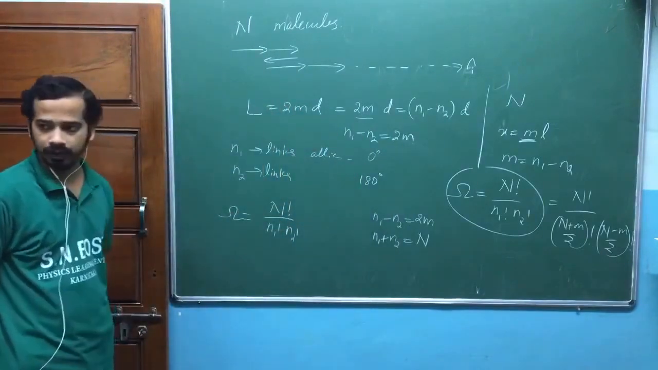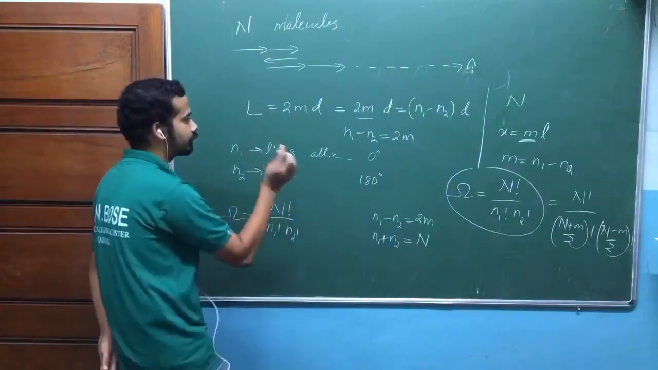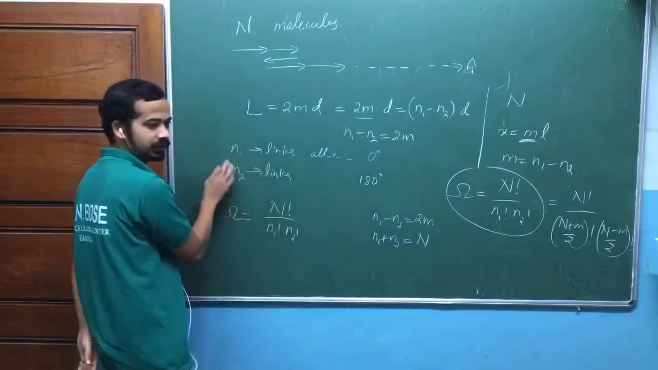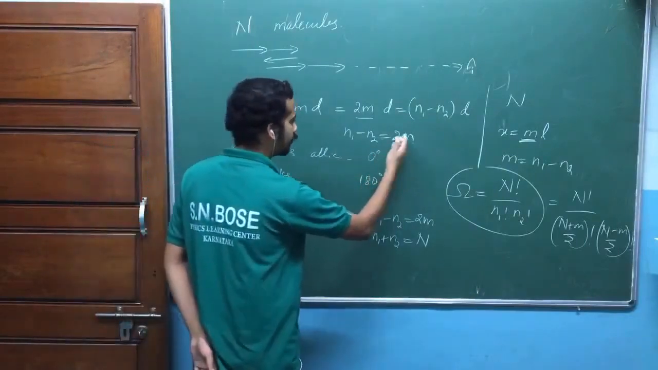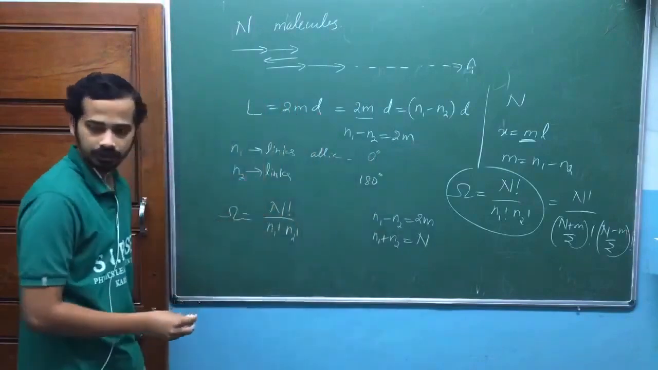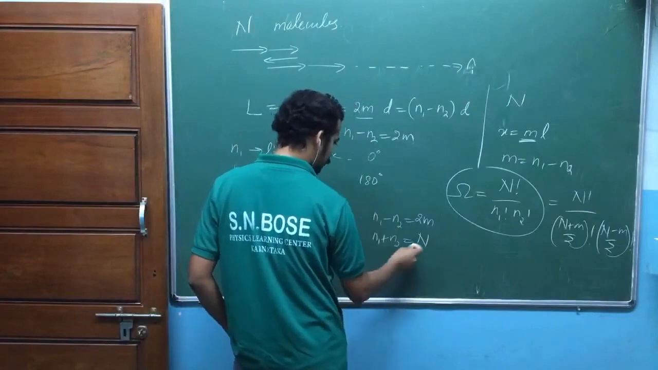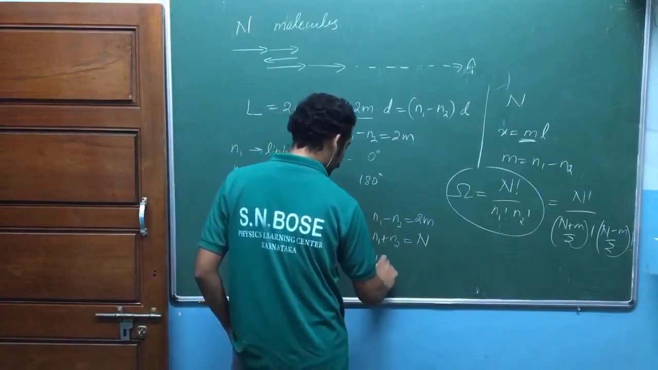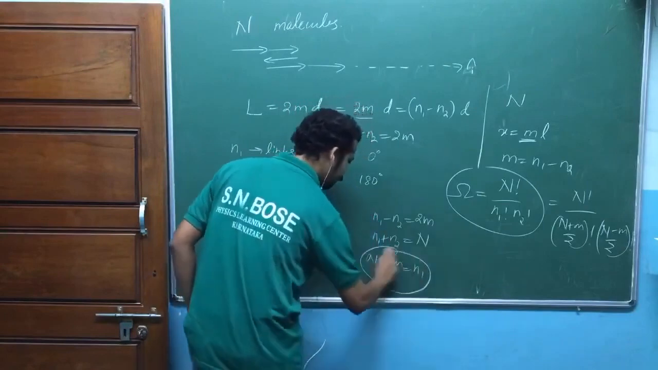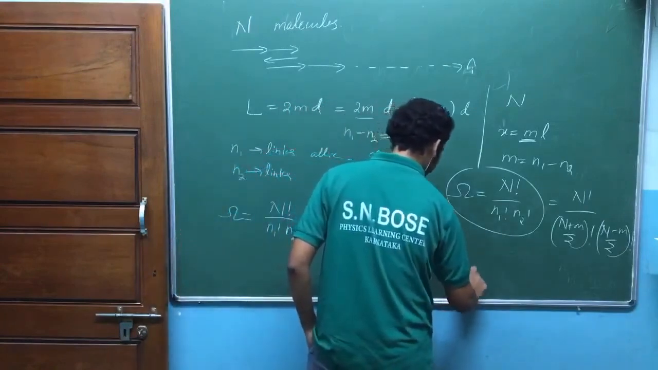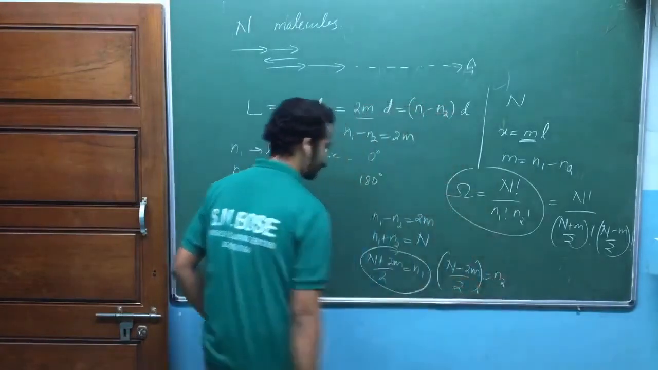So this is not over. Now ultimately you should write in terms of the given quantities. Again, n1 and n2 are the symbols that I have defined, while what is given is 2m, m and d. So using this, just add them. What would happen? N plus 2m whole divided by 2 is equal to n1. N minus 2m whole divided by 2 would be equal to n2.